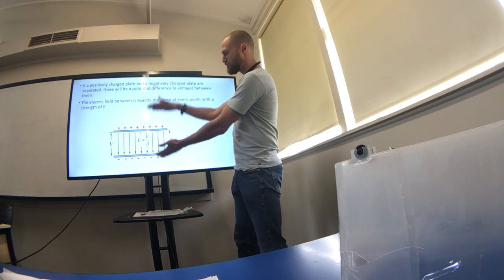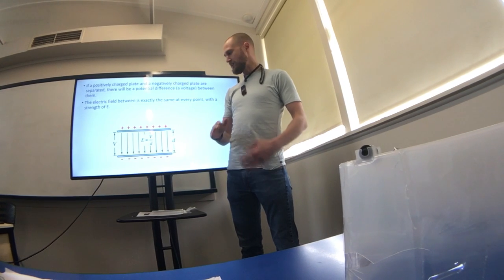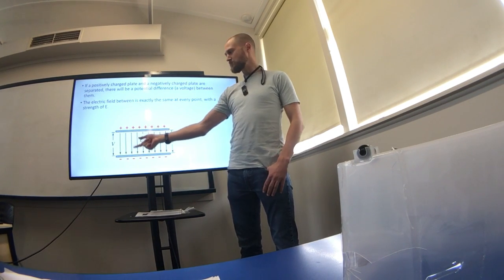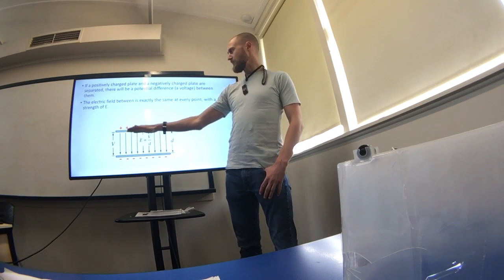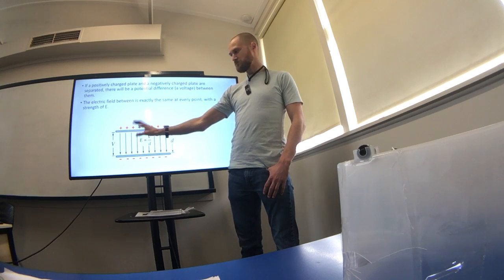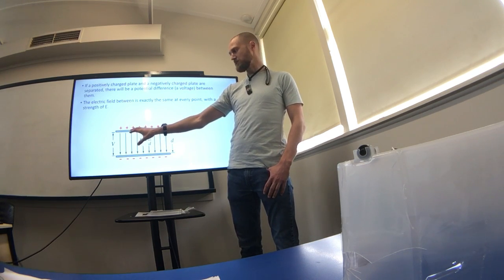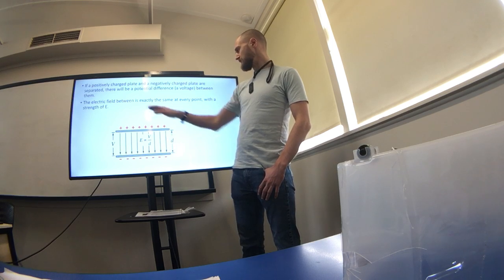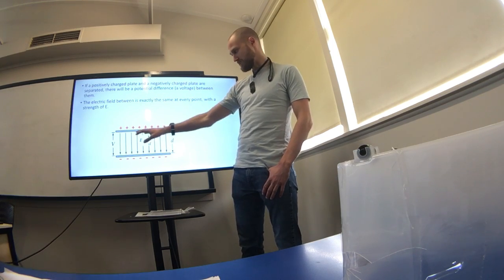You've got separated charges. There's some potential energy associated with taking two charges that want to pull each other in, but are held apart. So there's some potential energy because these plates are held apart. That's what a potential difference is. And that's something that you're going to get between these two parallel plates. The second point about electric field strength between them is that it is uniform.